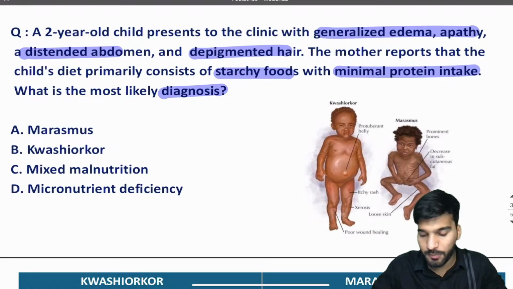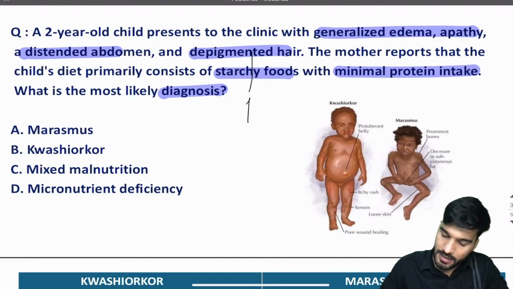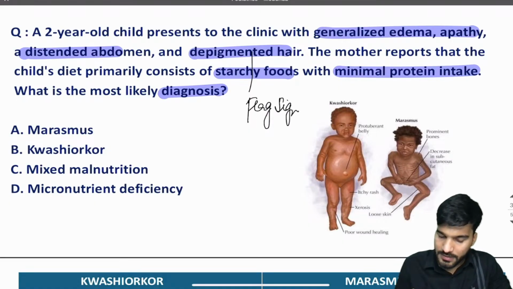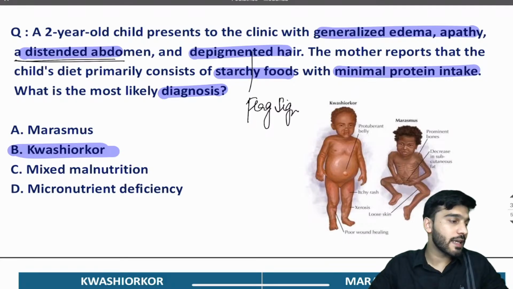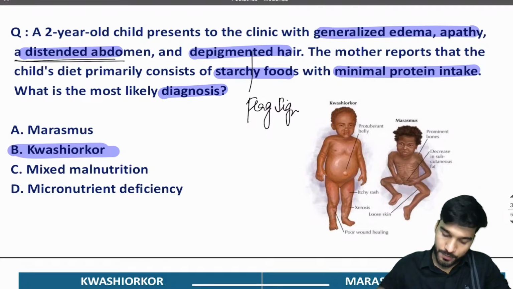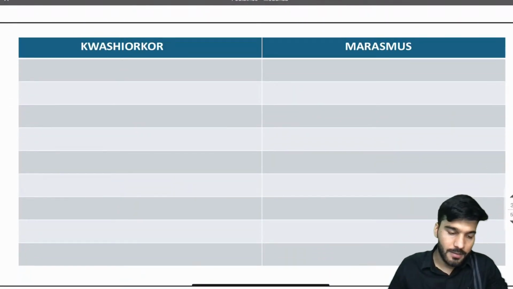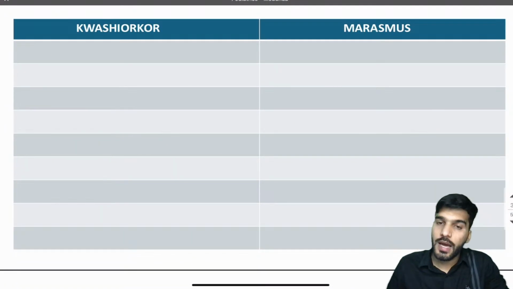So there is a distended abdomen with depigmented hair. You have already studied this in PSM as well. This depigmented hair is called the flag sign. And there is a distended, protruded abdomen, and it's a classical case of Kwashiorkor. So let's discuss Kwashiorkor and marasmus.